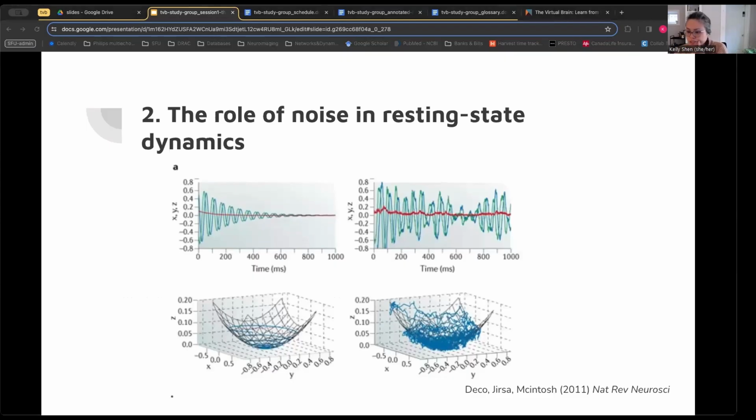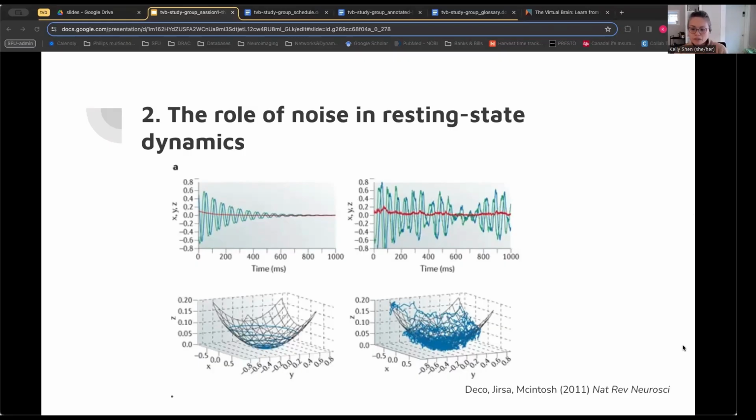If there are any questions, please feel free to jump in, because these are foundational concepts I really want to make sure that everyone is clear on before we move on. I'm going to assume that everyone here is familiar with the concept of resting state dynamics, whether it's measured by EEG, MEG, or fMRI.